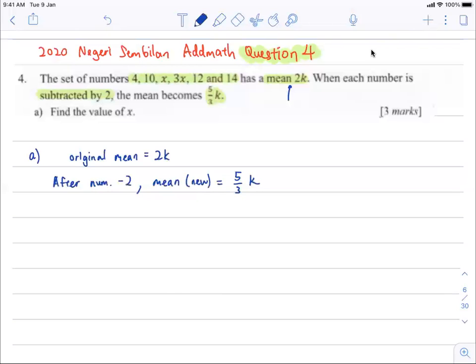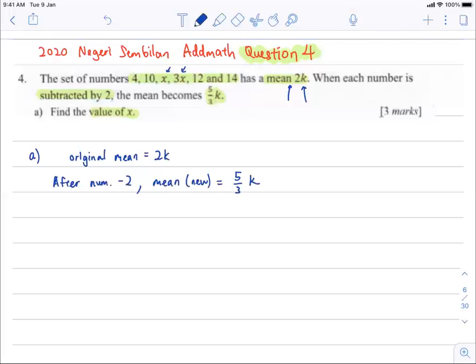So the first question, part A, asks us to find the value of x. In order to find x, we need to first find the value of k, because x is among the numbers, right? And the mean is also unknown. So we need to first find k, then we know the original mean. After we know the mean, we will be able to find x.